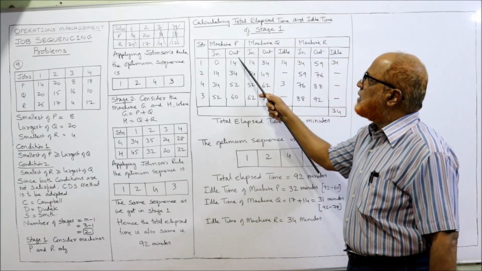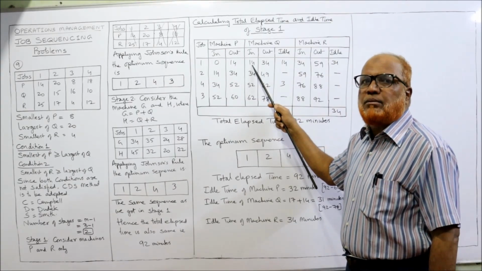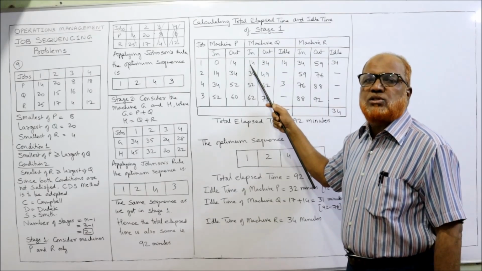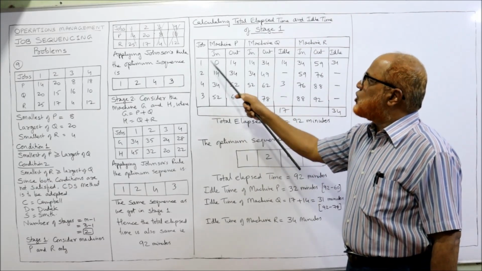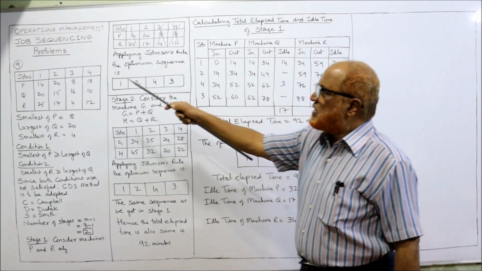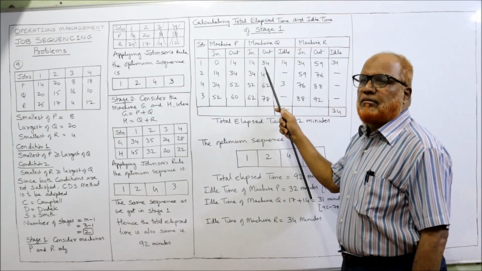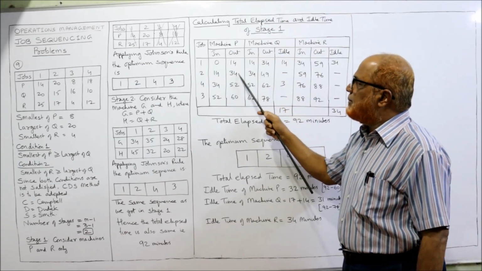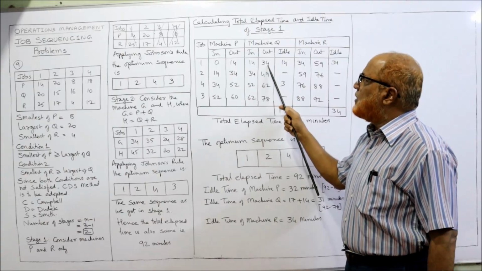Now, machine Q will start when the work of machine P is over. So, machine P completes the first job at 14 minutes. Immediately at 14 minutes machine Q will start. So, first 14 minutes, machine Q was idle. Idle time 14. Right? Now, first job Q machine, 20. So, 14 plus 20, 34. Now, compare 34 and 34. Both are same.